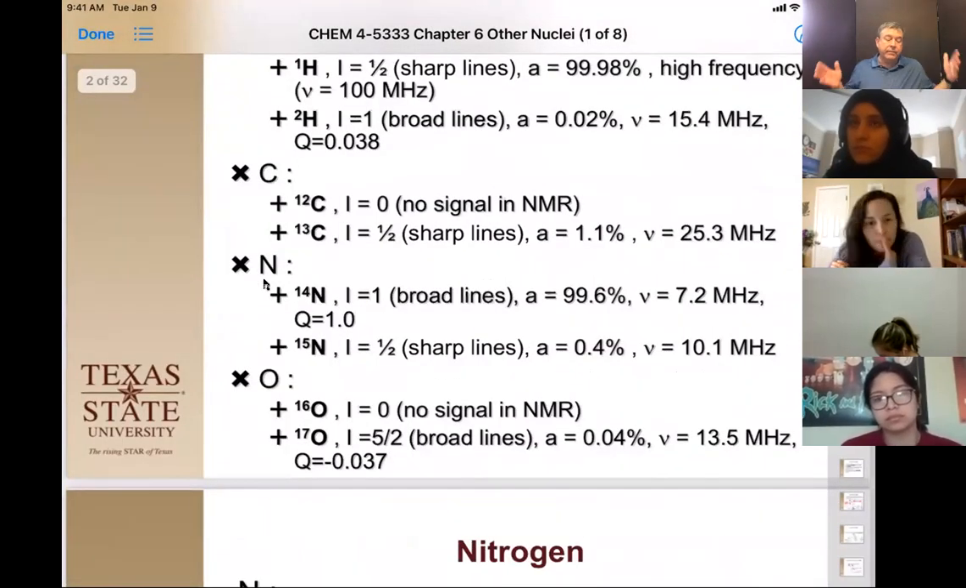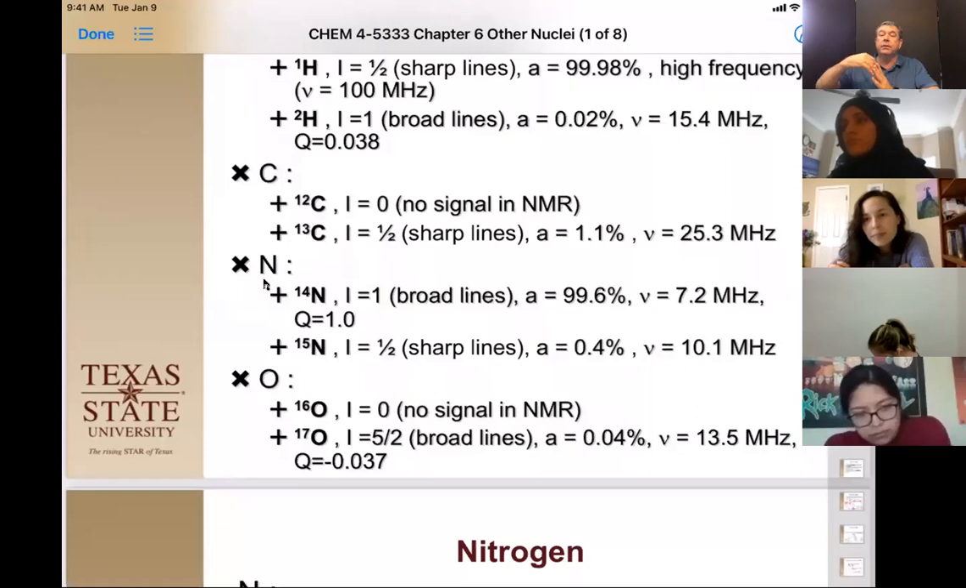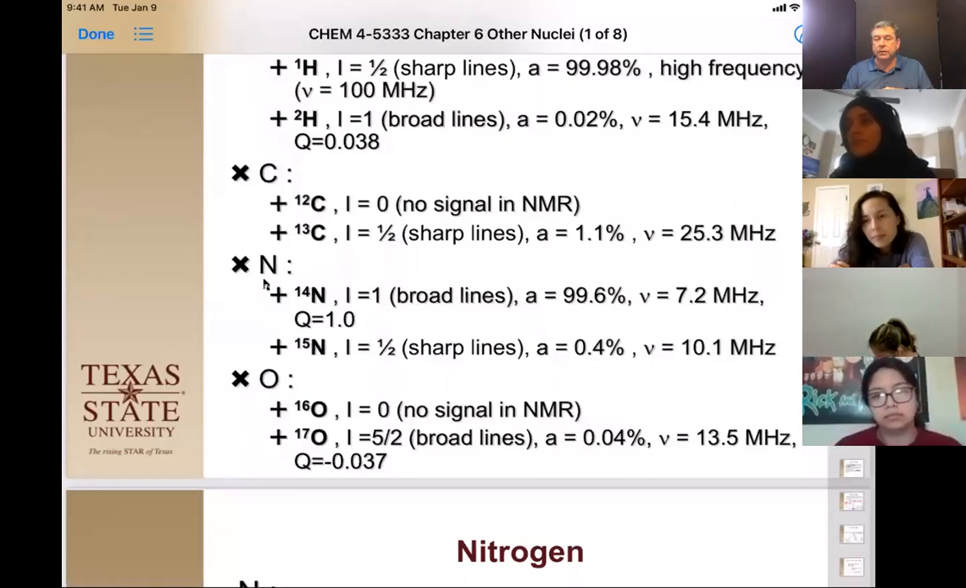So it's not a very big one, and part of it is that it's negative, which means your nucleus is not spherical. The main axis is going to be off of the magnetic field. And that's going to give you a broader signal because not everything is going to relax in the same amount of time, because now you're having to orient the thing differently.